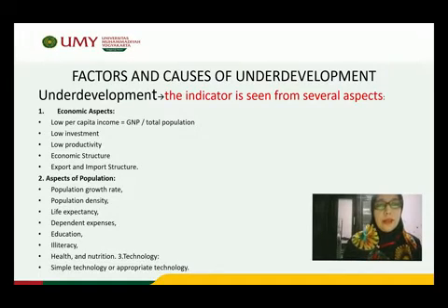The first is the economic aspect, and the second is the aspect of population. What are the economic aspects? The first is low per capita income. It can be described from the GNP per total population being very low. And then low investment. It's very difficult to get investors, so the economy cannot grow.